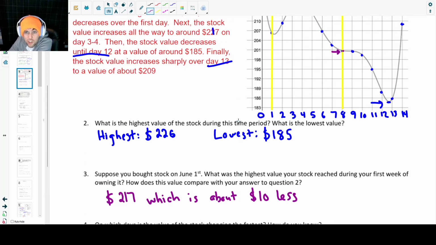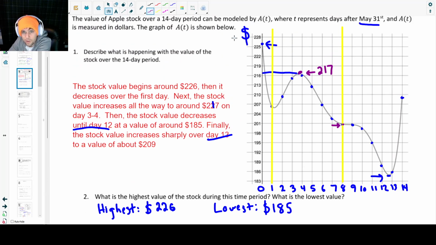All right, on which days is the value of the stock changing the fastest? Okay, so we're looking at the change, right? When we're tracking the value over time, we want to know what's the highest rate of change, what are the steepest sections of this graph? When is the price changing the most? In that case, we can look at our steepest section. So right here in this first day, very, very steep rate of change. And then also during this last day, very, very steep rate of change.